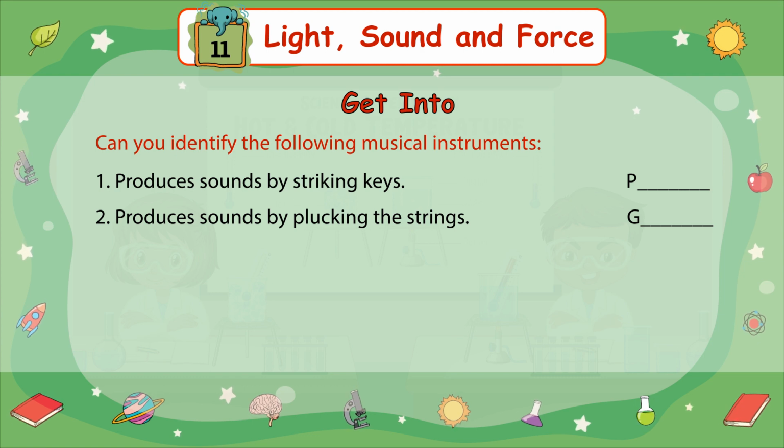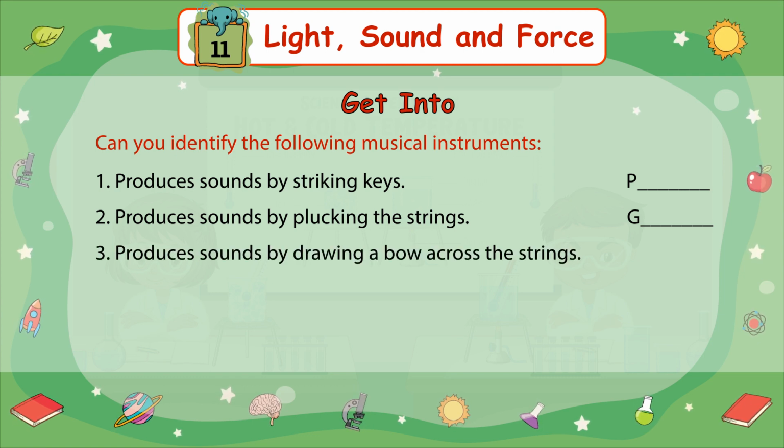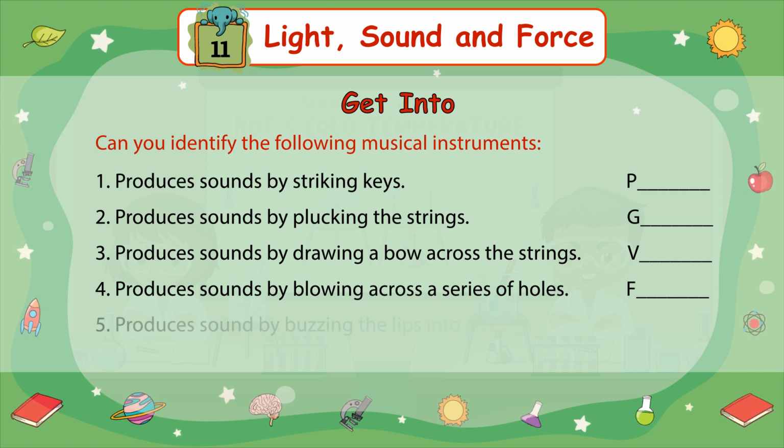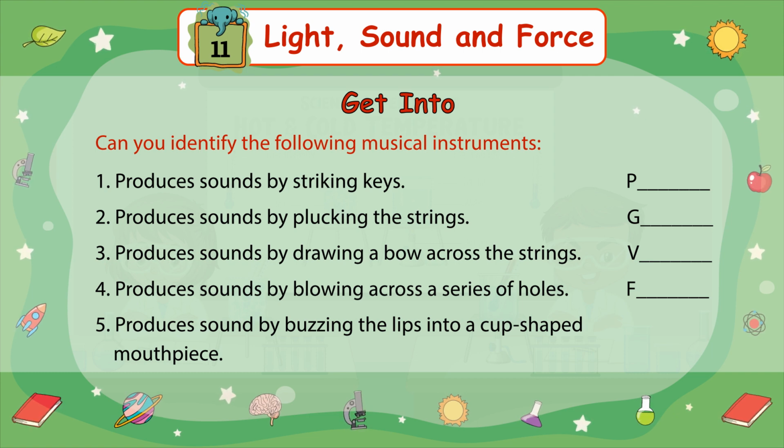G. Number 3. Produces sounds by drawing a bow across the strings. V. Number 4. Produces sounds by blowing across a series of holes. F. Number 5. Produces sound by buzzing the lips into a cup-shaped mouthpiece.